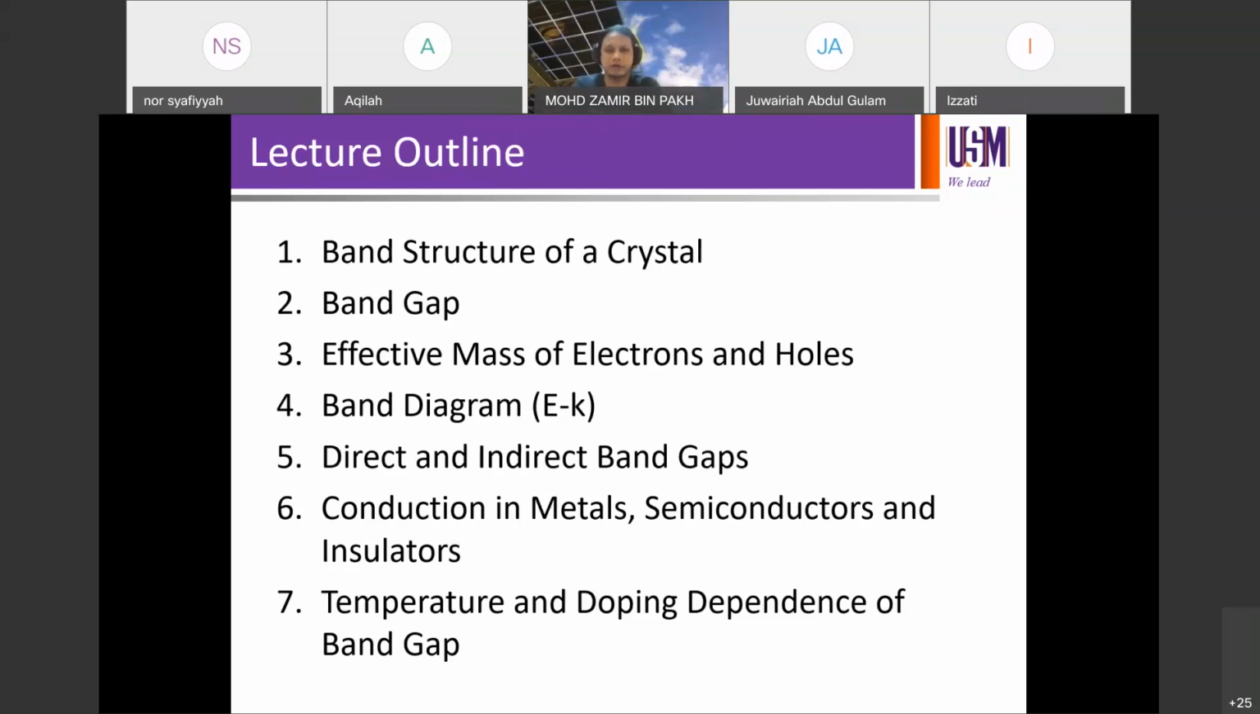Effective mass of electrons and holes in the lattice, band diagram or E-k diagram, energy on the y-axis and momentum on the x-axis, direct and indirect band gap semiconductors, and what's happening in the conduction of metals, semiconductors, and insulators. And then we're also going to look into temperature and doping dependence of band gap, right?